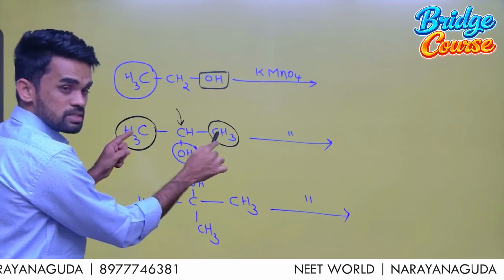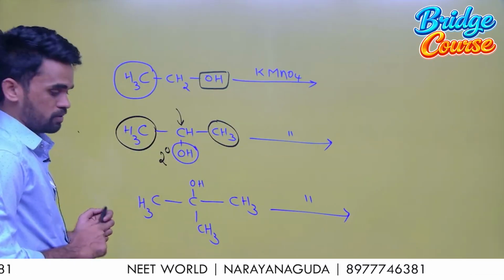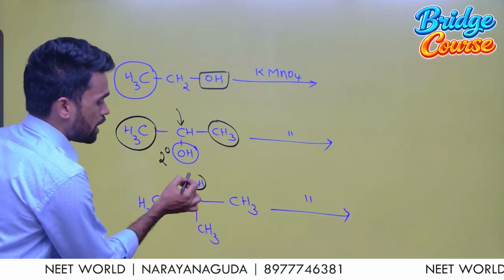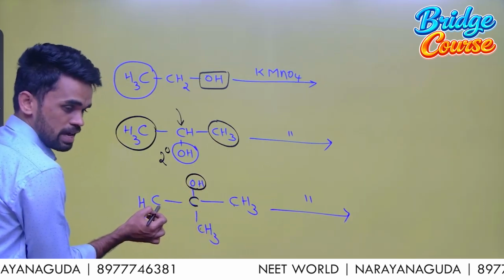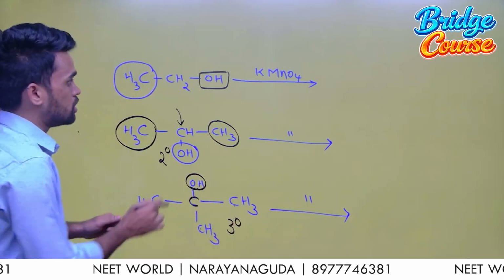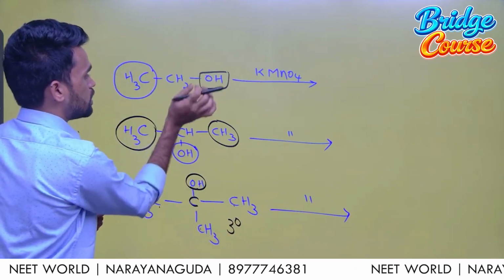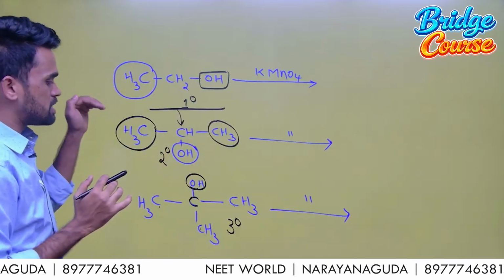So how many carbons are directly attached to this carbon? So here two carbons, no? It is secondary. So in this case, our hydroxy group is on that carbon which has three carbons directly attached to it. So it is a tertiary carbon, or tertiary alcohol. So this is our primary alcohol. Like this, we have primary, secondary, tertiary.